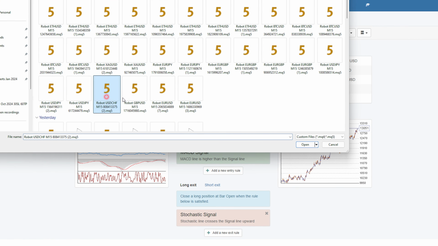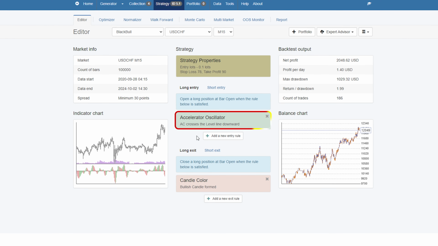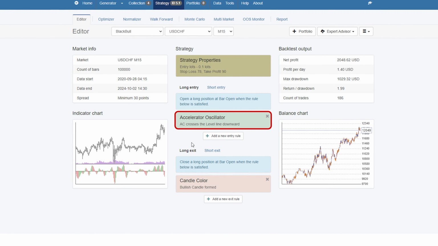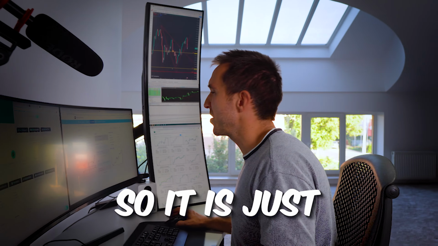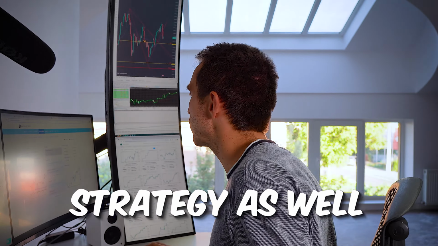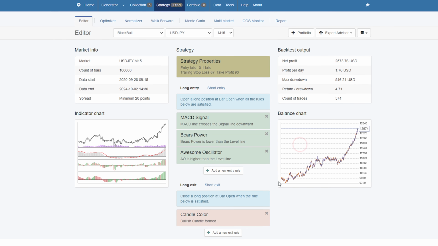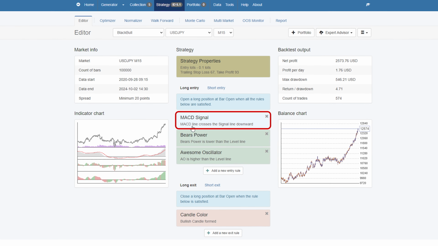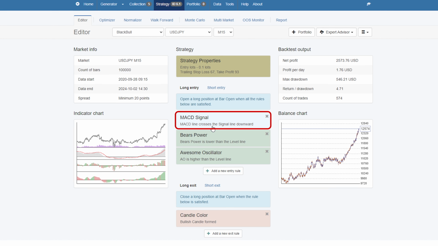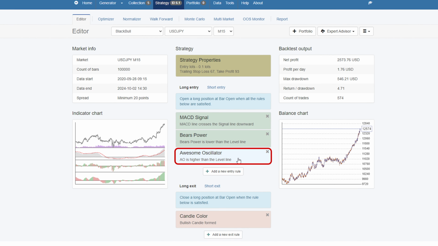I will upload the next expert advisor, which is from the dollar Swiss, where we have the accelerator oscillator crosses the level line downwards. So it is just one indicator, and I will avoid trading this strategy as well. I will upload the next one for the dollar yen, and I will show you that it has a rule. MACD line crosses the signal line downward. Bear's power is lower than the level line, and the awesome oscillator is higher than the level line.